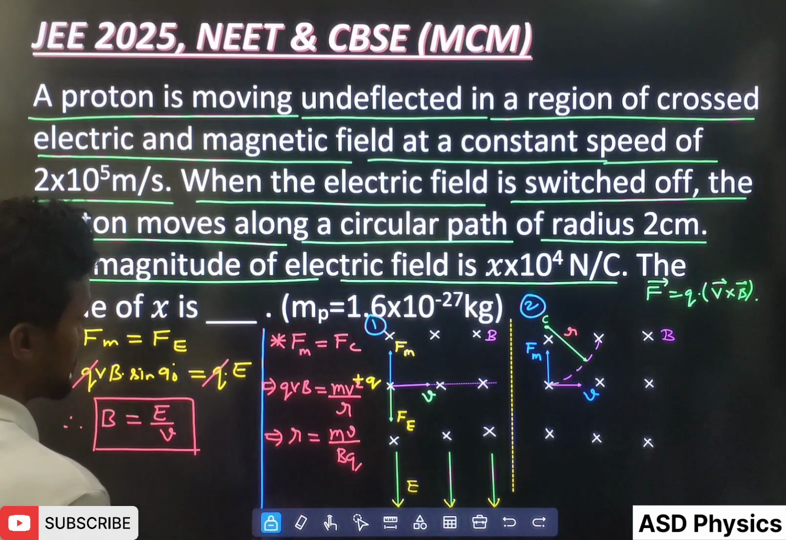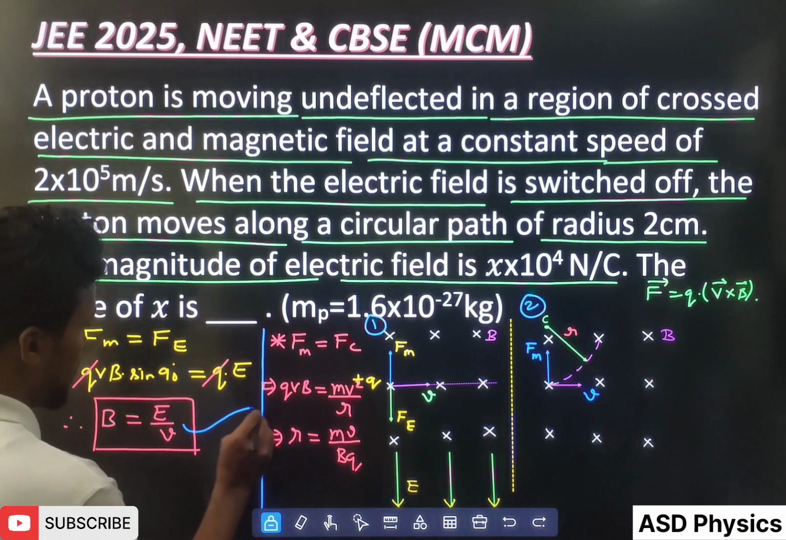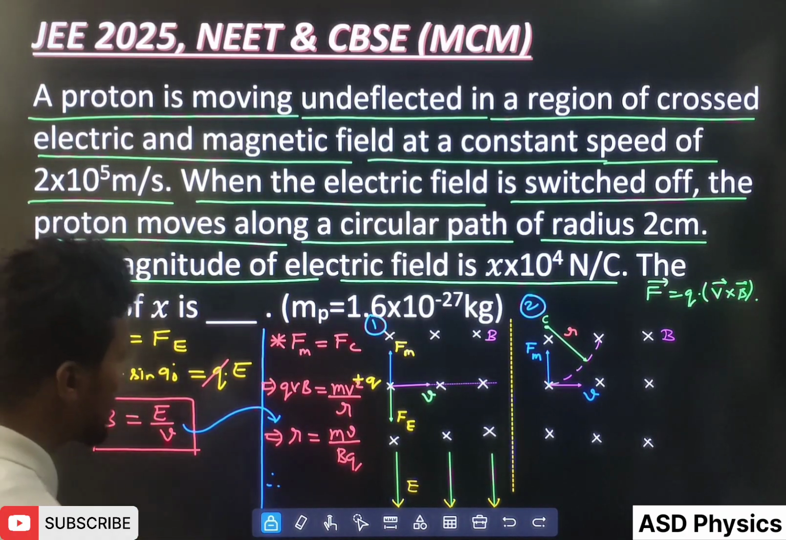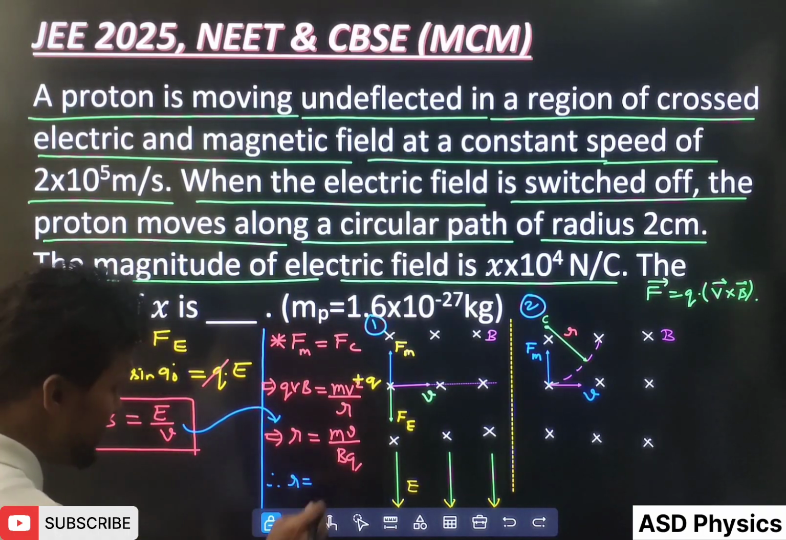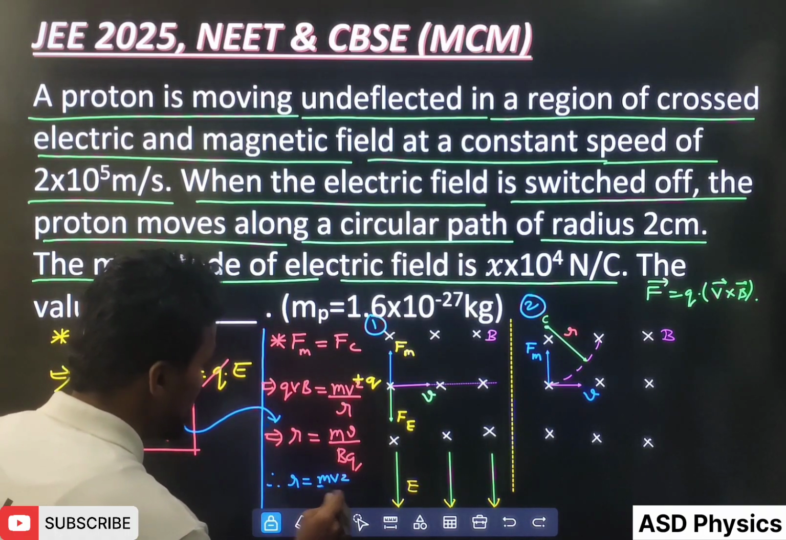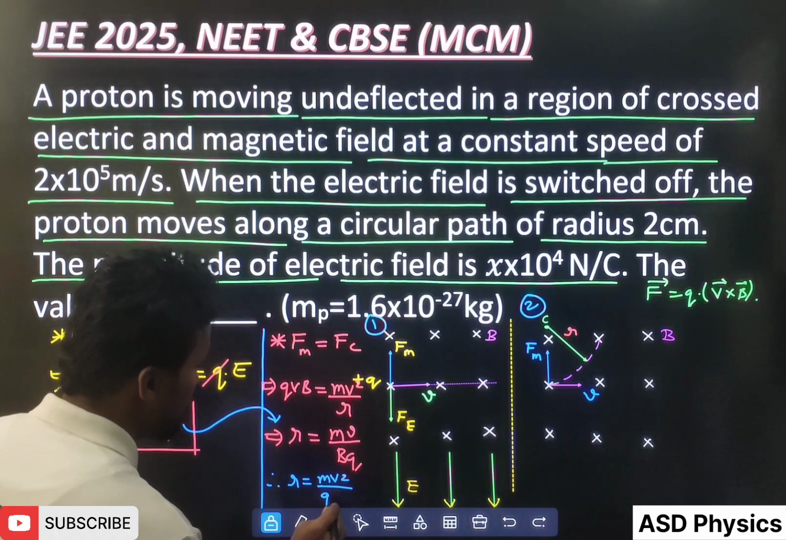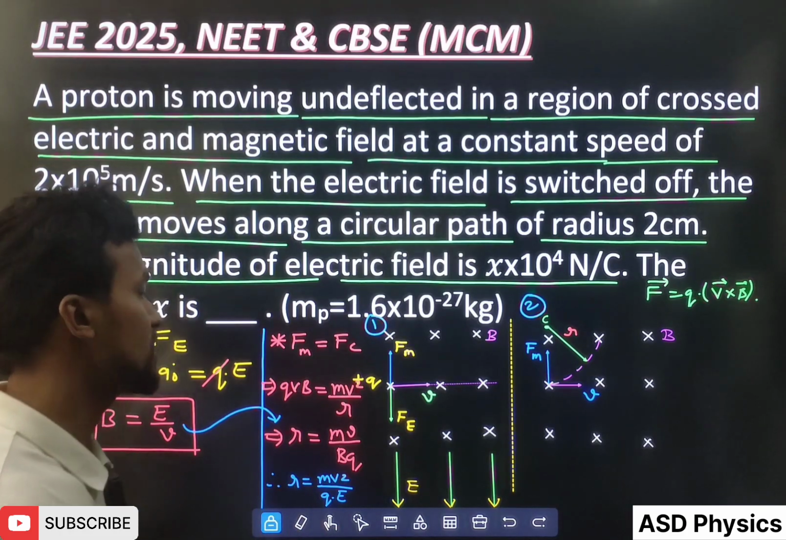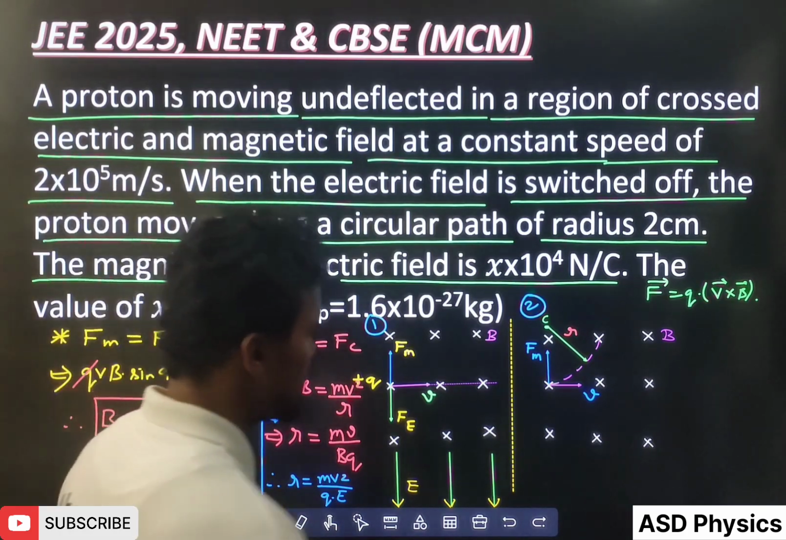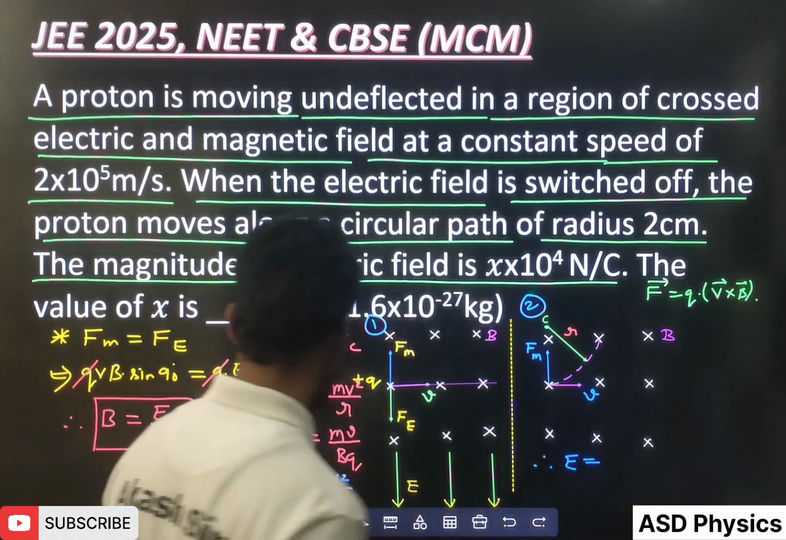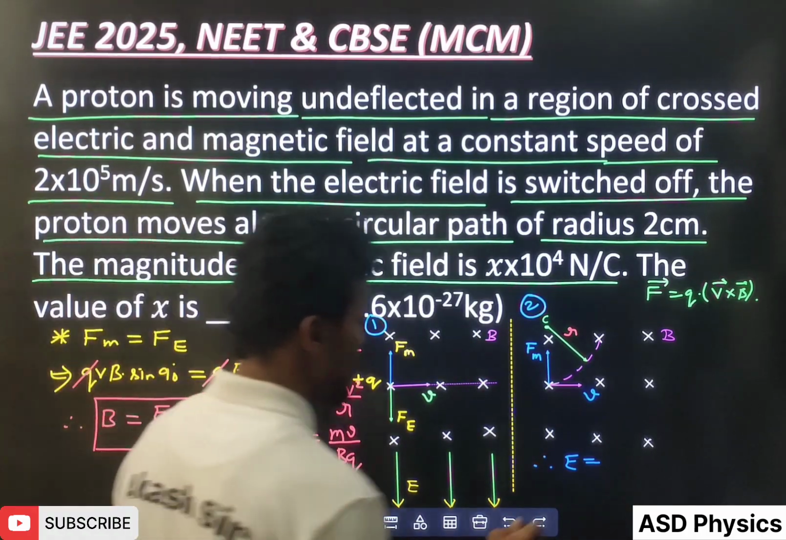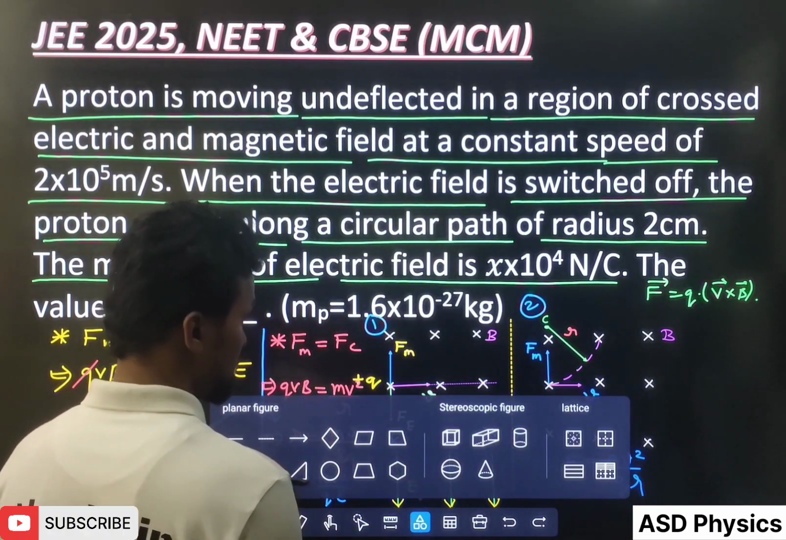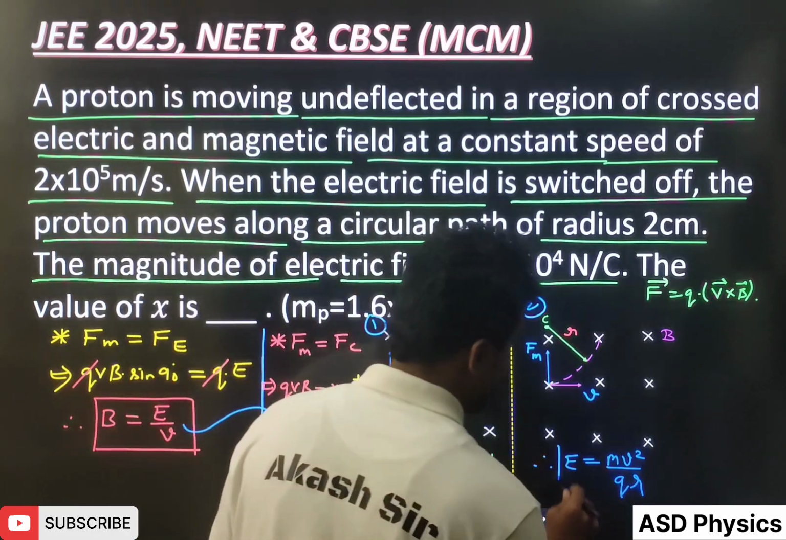Now this B value, from here I will put here. Kindly see here, B is E by V. V will go upward, so it will become R equal to mv square by Q into E. Now because B equals E by V, R equals mv square by QE. And what we have to calculate is the electric field. So let's make the formula for the electric field. From here it will become E equal to mv square by QR. This is the main formula, mv square by QR.